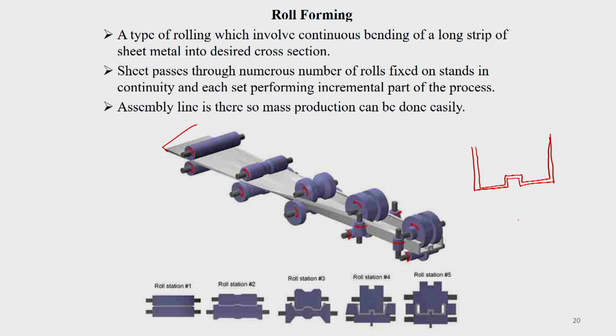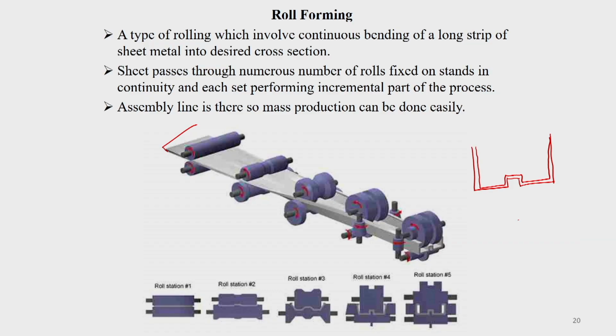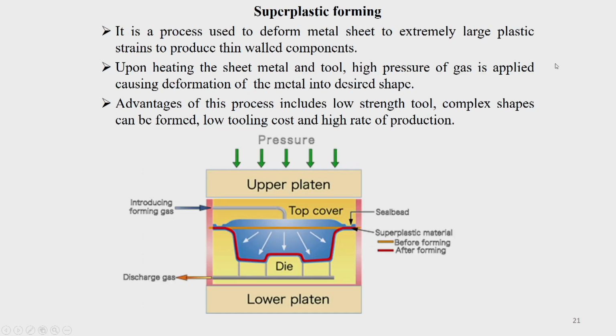So, at each stage there is some amount of deformation. You are not going to get the final shape straight in one go. In a progressive way you change the shape, and finally you get it. The assembly line is there, so mass production can be done easily. So, that is one thing with roll forming.